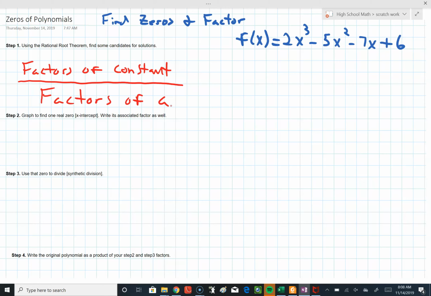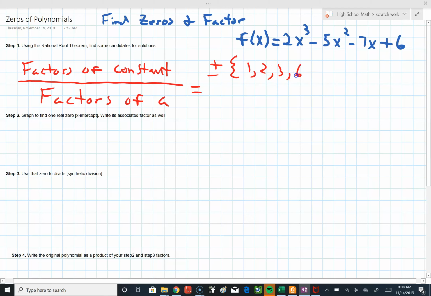A is 2. Very good. Is everybody okay with that? All right. A is 2 and c, or the constant, is 6. So here I go. The factors of 6, anybody? 6, 1, 2, 3. Good. 1, 2, 3, 6. There will be an even number of factors unless the number is a perfect square. A perfect square has an odd number of factors.